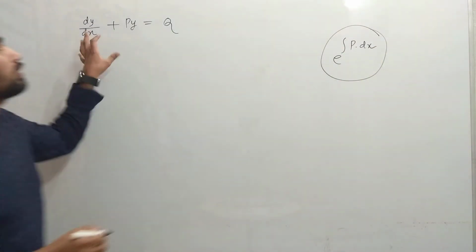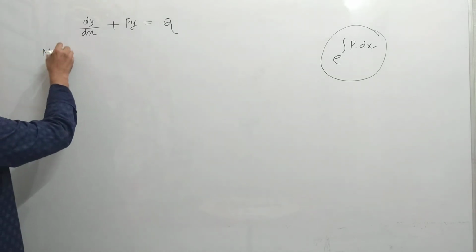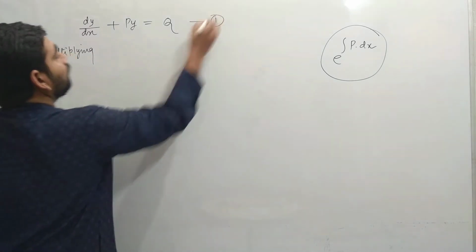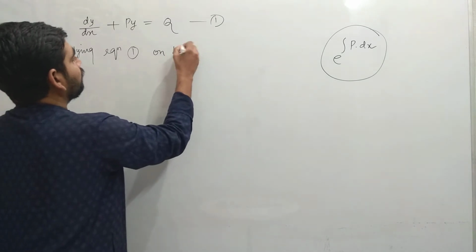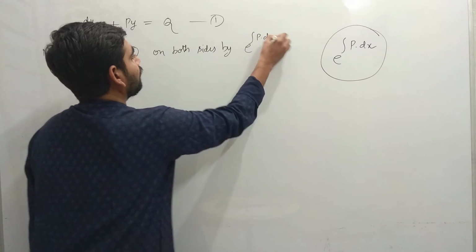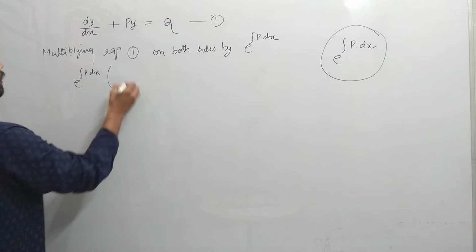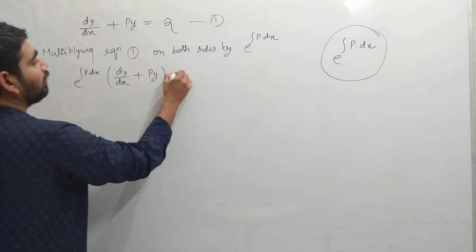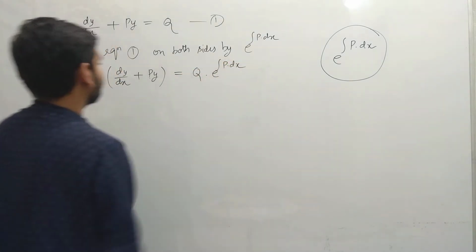We multiply this equation, equation 1, on both sides by e to the power integral P dx. Then see what happens. We have e to the power integral P dx into dy by dx plus Py equals Q into e to the power integral P dx.